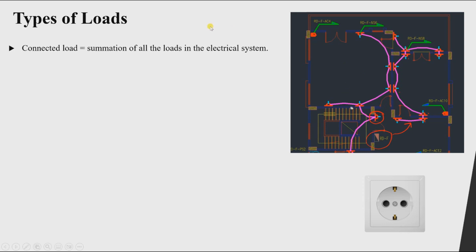Now we have the first definition, which is called the connected load. This is the summation of all of the loads in the electrical system. So we have, let's say, 1, 2, 3, 4, 5, 6, 7, 8, 9, 10 of these sockets, and let's say they have a power of 2000 volt ampere. Now I'm going to ask you, are all of these sockets used at the same time or not? Will they be used in the same instant or not?